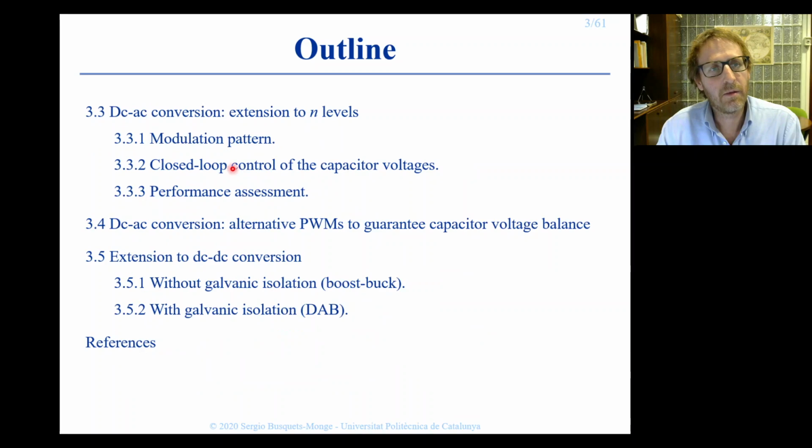Then in subsection 3.3, we will see how to extend these virtual vector pulse-width modulations to n levels. In subsection 3.4, later on, we will see some alternative pulse-width modulations that also guarantee capacitor voltage balance. And we will finalize the presentation by seeing how to extend this approach to DC conversion.